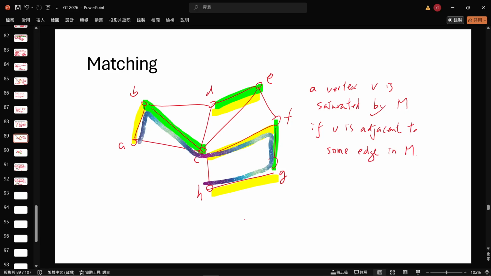So, for example, if we only consider the green matching now, then this H vertex is not saturated by the green matching. And on the contrary, this vertex D is saturated by the green matching because it is adjacent to this H, which is in the green matching.